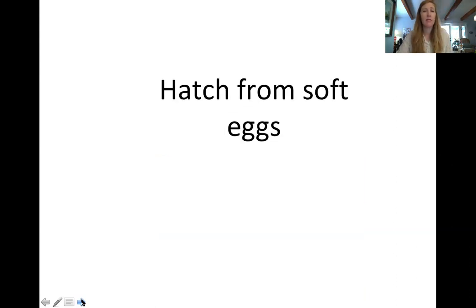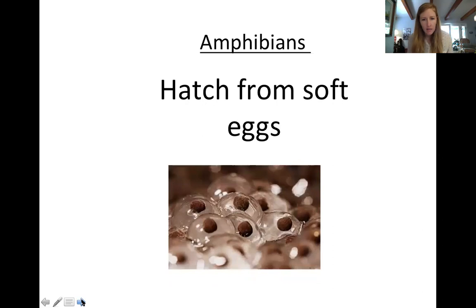Okay, so which ones hatch from soft eggs? Well, if reptiles have hard shells, we know amphibians have these soft eggs. And these look like frog eggs. They're in an egg mass, whereas the toads had the egg chains. Okay, going to move on. Pause if you need to.